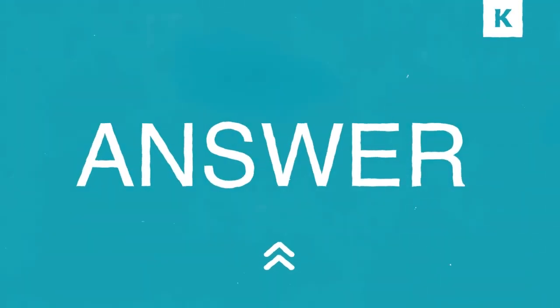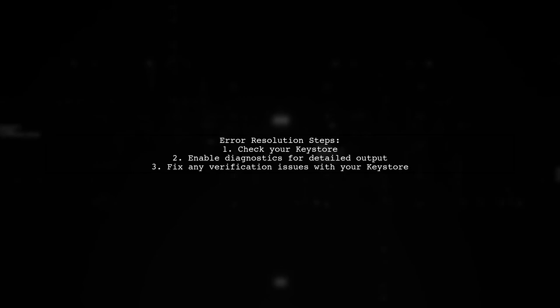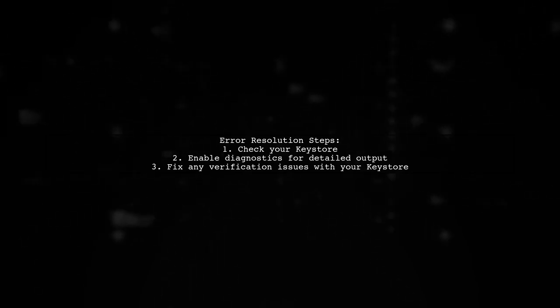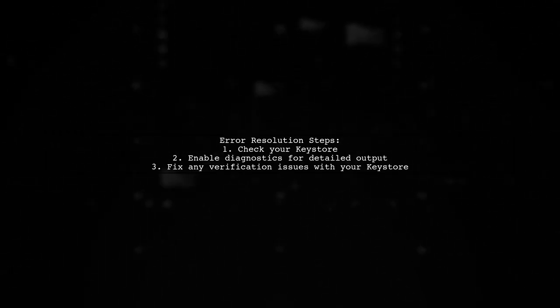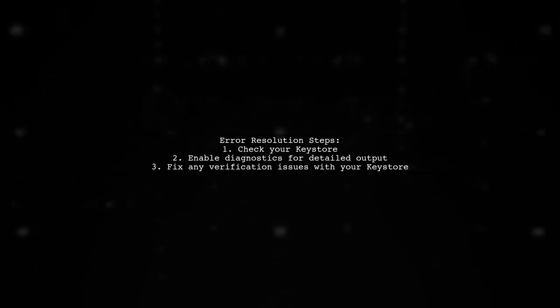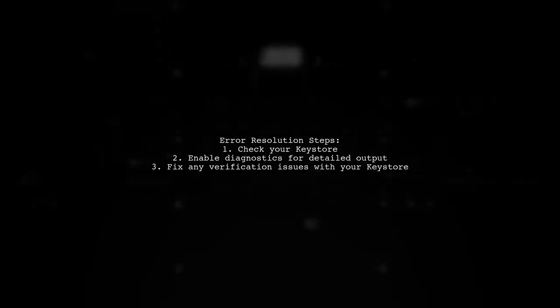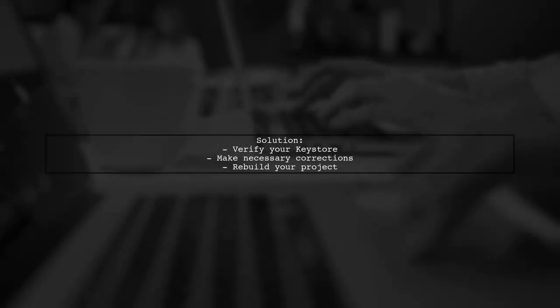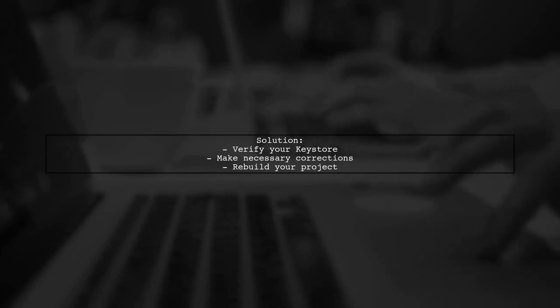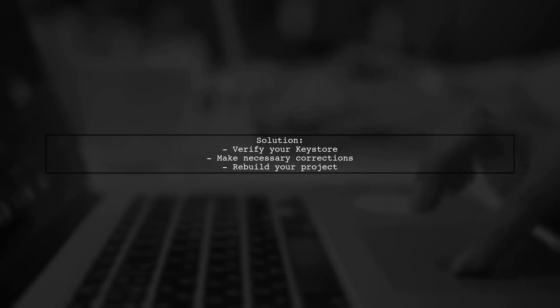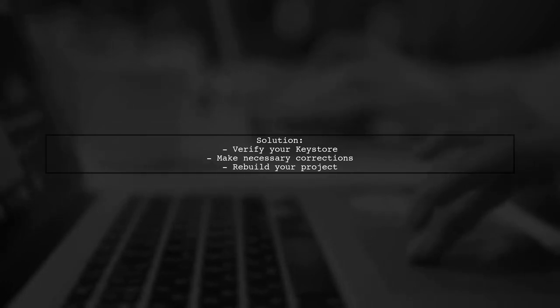Let's now look at another user-suggested answer. If you're facing the error java.exe exited with code 2 in your Xamarin Android project, it might be related to your keystore. Try enabling diagnostics for more detailed error messages. If the diagnostics indicate that your keystore failed to verify, you'll need to address that issue. This solution worked for me.